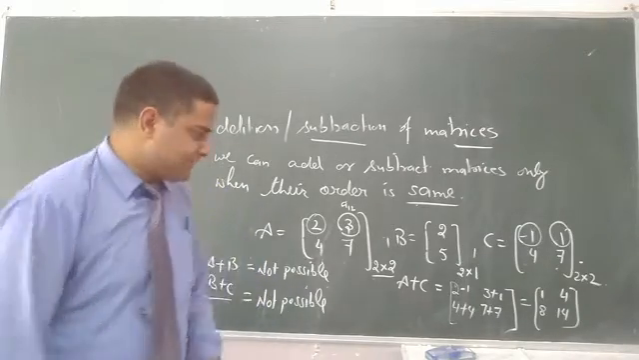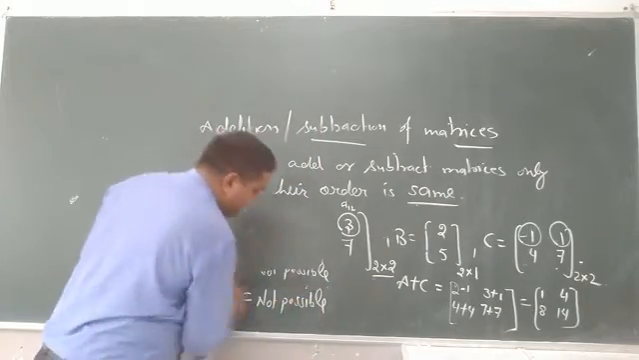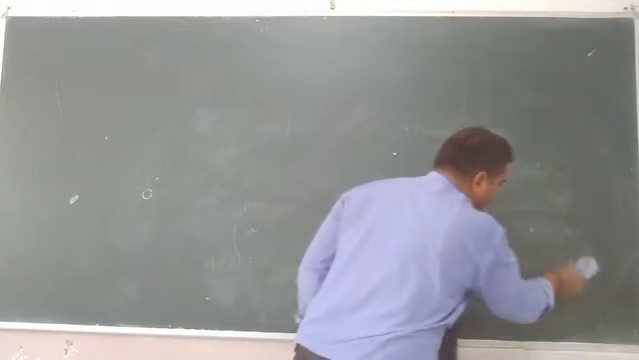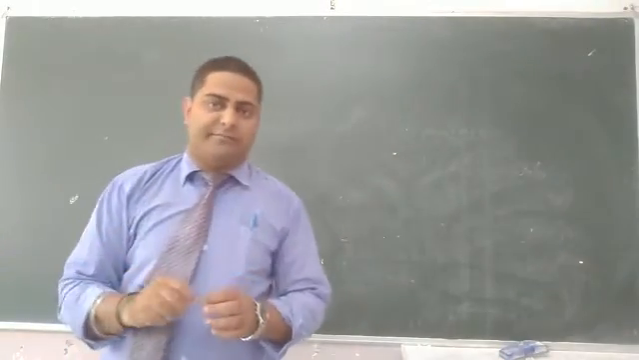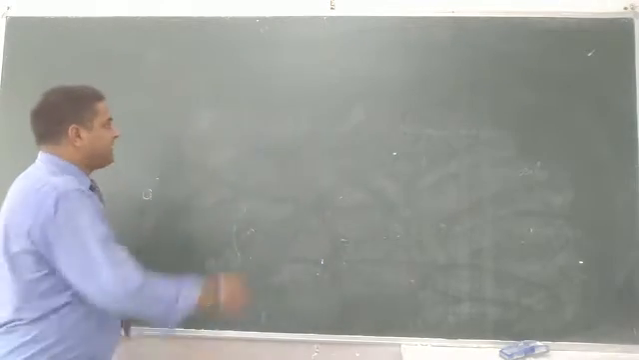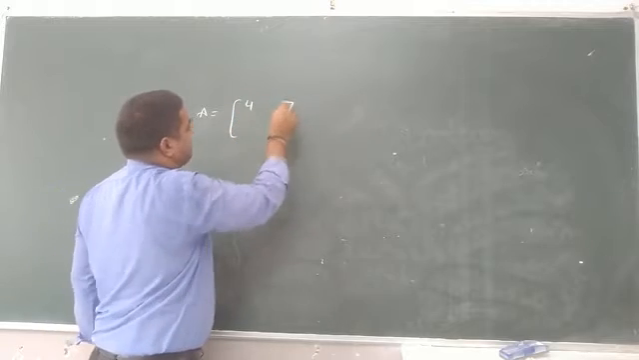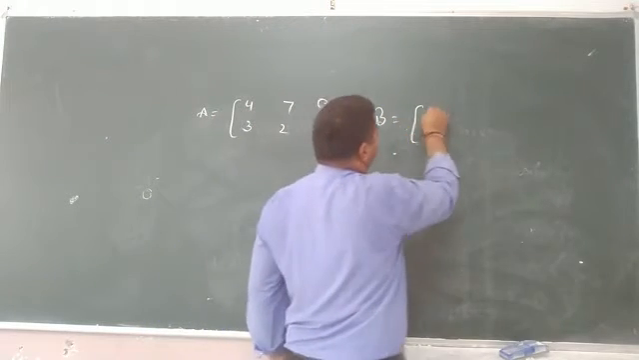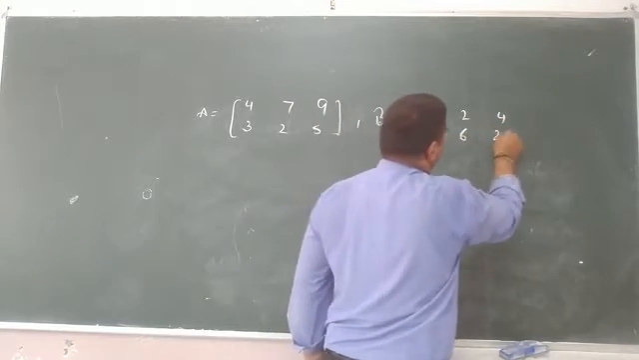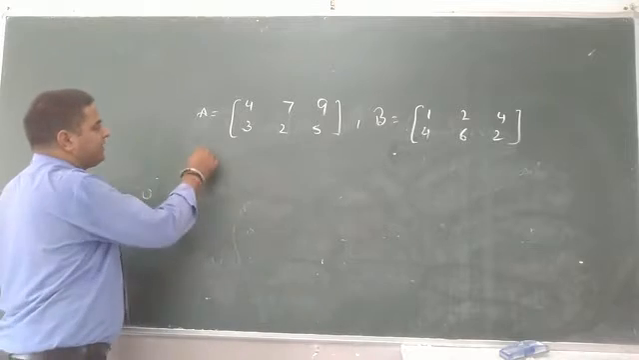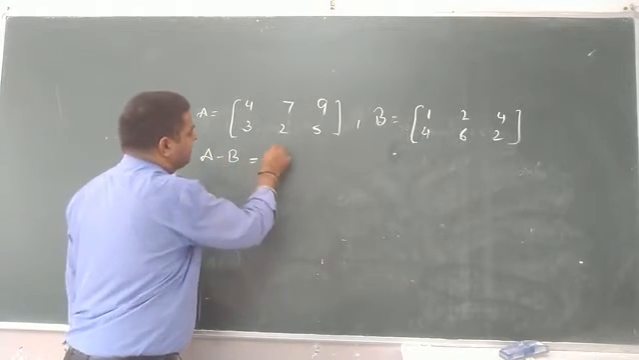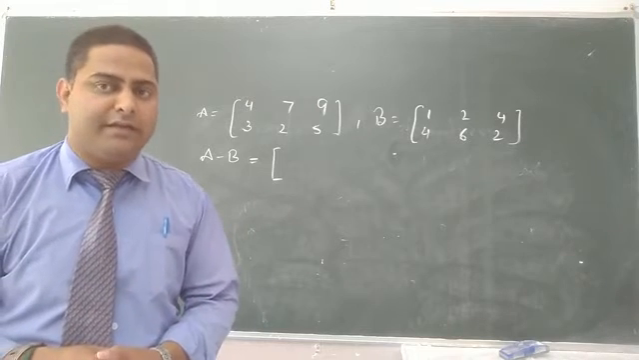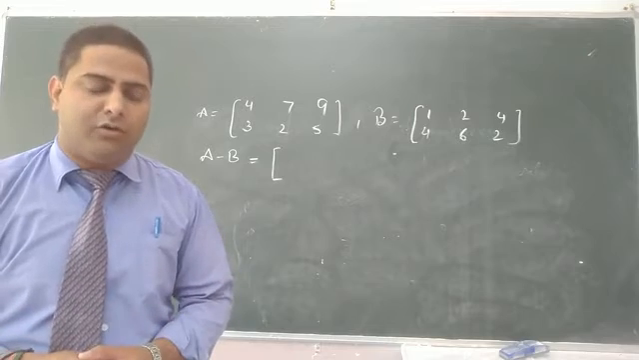This is how to add the matrices. Clear? Now let us see how to subtract two matrices. We have to subtract the matrices in a similar way. Subtraction is possible only when two matrices have the same order, right? Now let us say a matrix A is given whose members are 4, 7, 9, 3, 2, 5. Another matrix B is given to us whose members are 1, 2, 4, 4, 6, 2. The question is, find A minus B. Before writing A minus B, it's better to first write the order of the matrices and check whether their orders are the same or not.